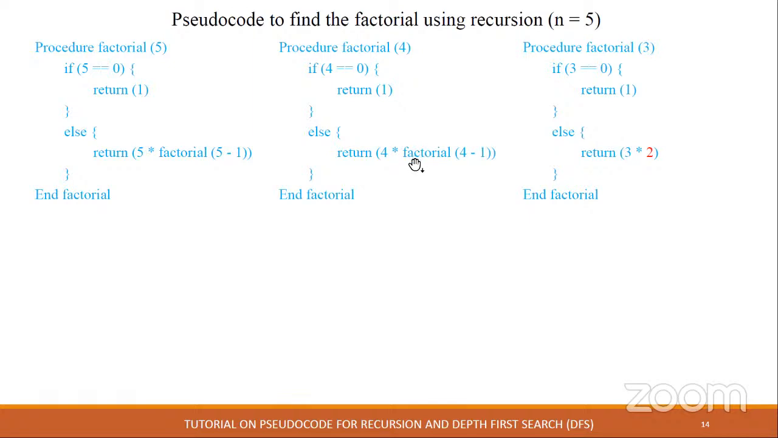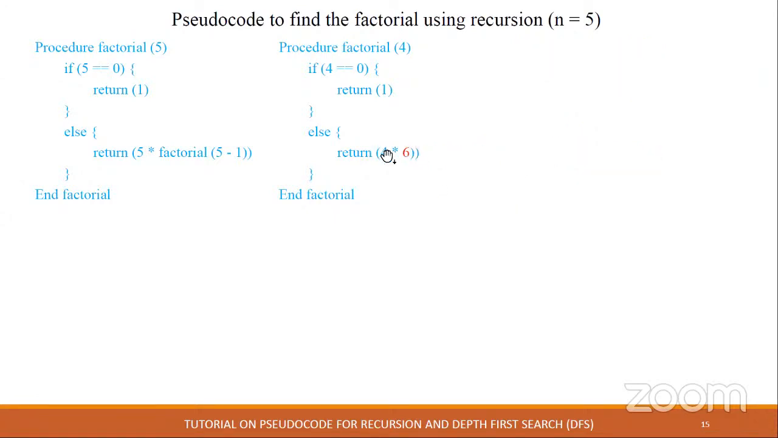4 into 6. So this factorial of 4 minus 1 will be replaced by 3 into 2, which is 6. And it will become 4 into 6 now. Sorry, there is an additional bracket here. Please ignore. I must have mistyped it while typing. Anyway, we have this 4 into 6 here.